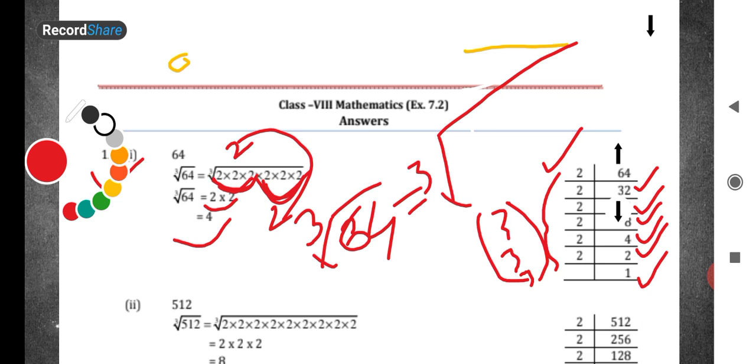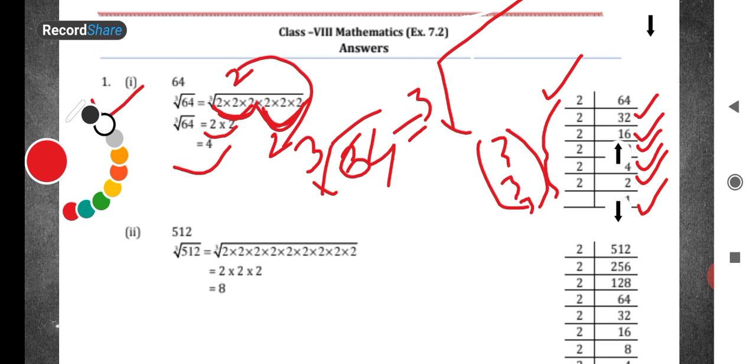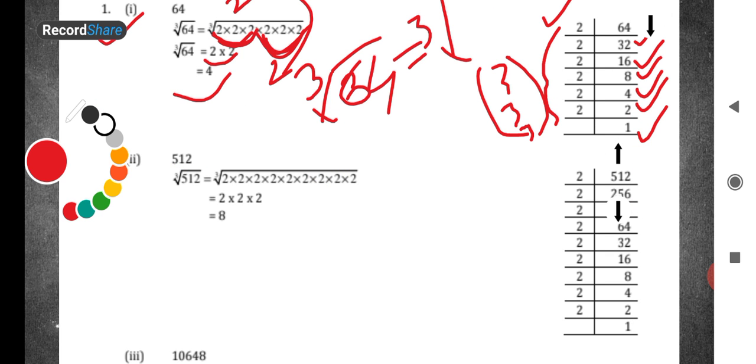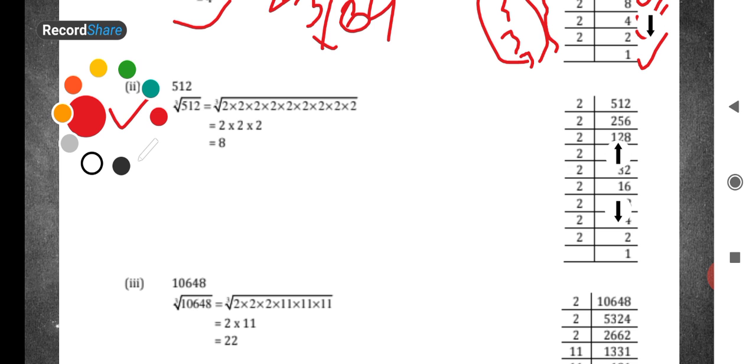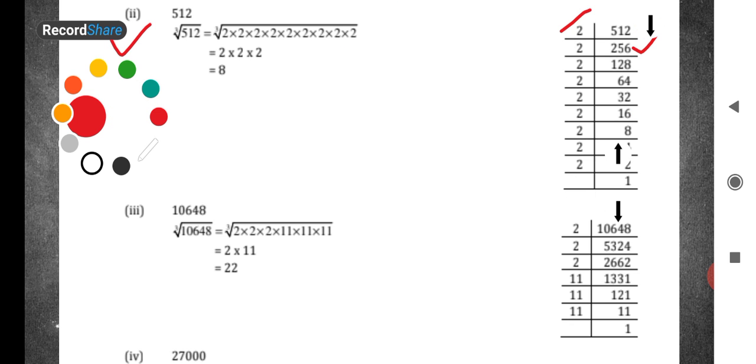Okay, now come to the next question. So what is the next question? The next question is 512, isn't it? This is given, 512. So again you will find the factors for this. So how much will you get? First you will divide 512 by 2 to get 256. If you divide 256 by 2, you will get 128.